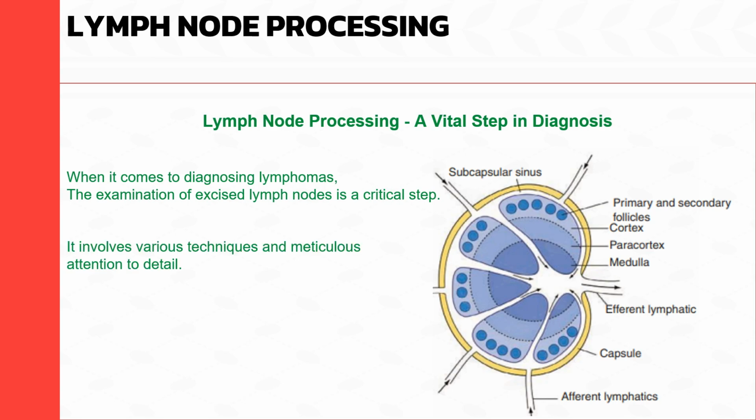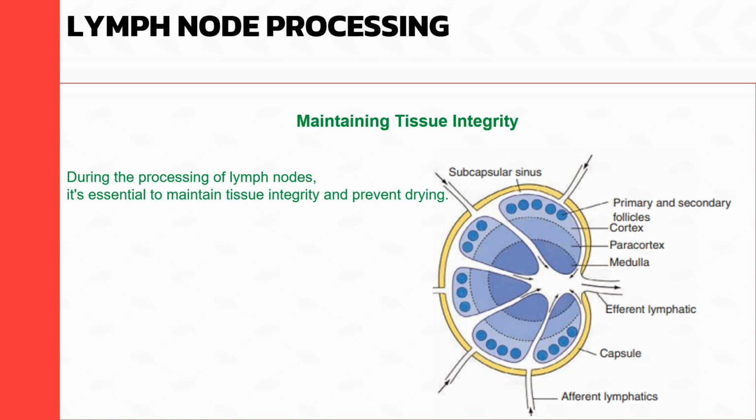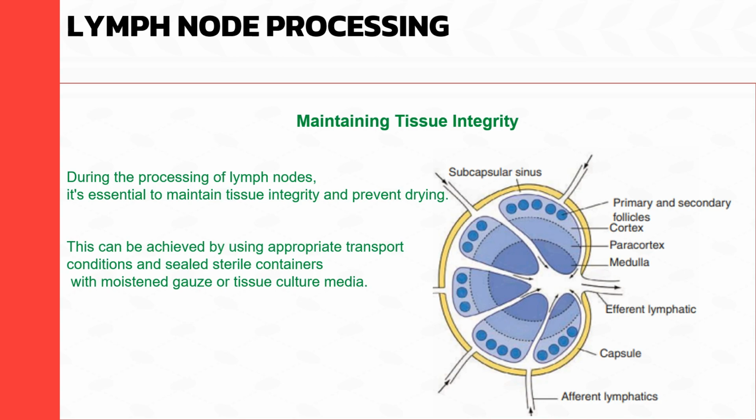It involves various techniques and meticulous attention to detail. During the processing of lymph nodes, it's essential to maintain tissue integrity and prevent drying. This can be achieved by using appropriate transport conditions and sealed sterile containers with moistened gauze or tissue culture media.